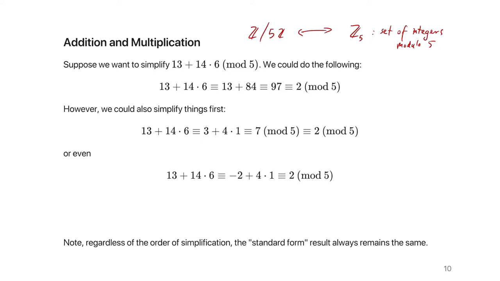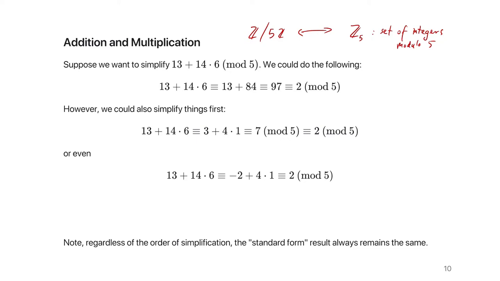First, you could just take out a calculator, do 13 plus 14 times 6, and see what it evaluates to. So which do we do first, right? We get 97, because we have 13 plus 84, which is 97, and that's 2 more than a multiple of 5. So we say that that's 2 mod 5. Great, so that works.